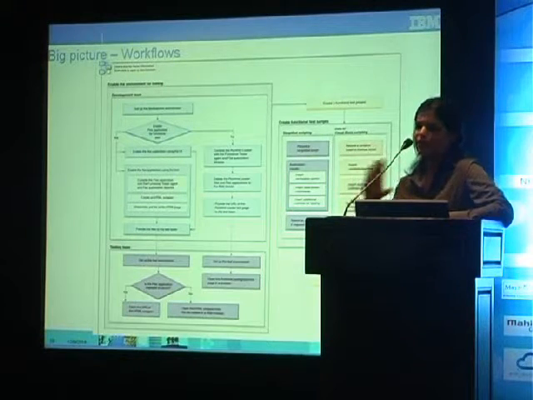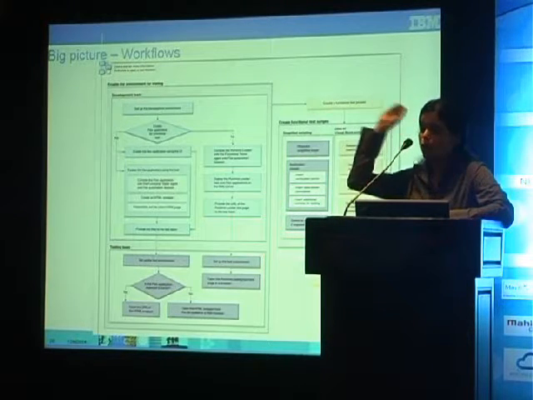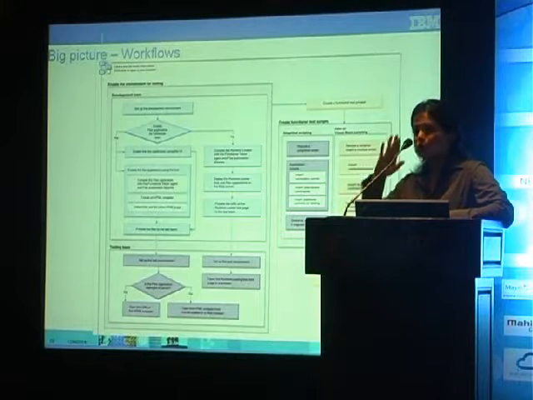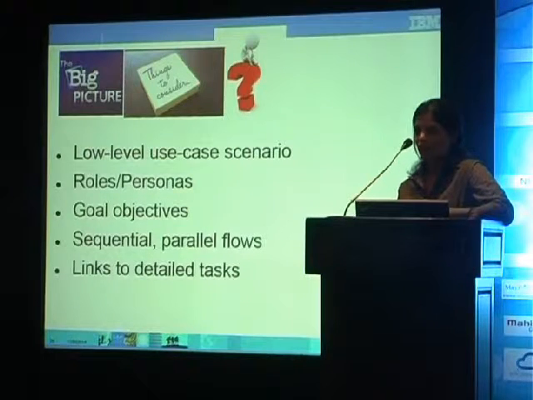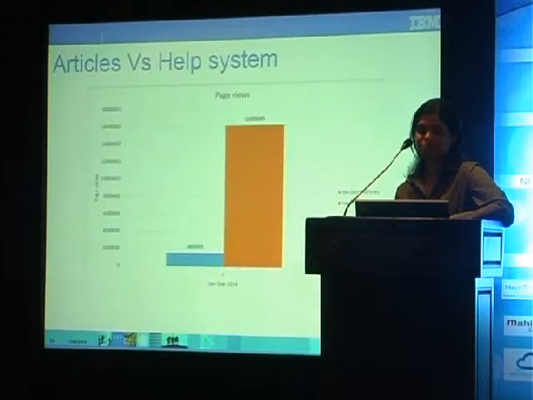Overall, we have seen many people are interested in these kinds of workflows. They just want to know where to get started, how to end, and what flow they need to follow, what the parallel and the sequential task flows are that they need to follow. So overall, again, the same thing. You're trying to go at a bit lower use case scenario, and you're giving them the goal objectives, what the flows are, and each of them is linked to the detailed tasks. This is one set of statistics.